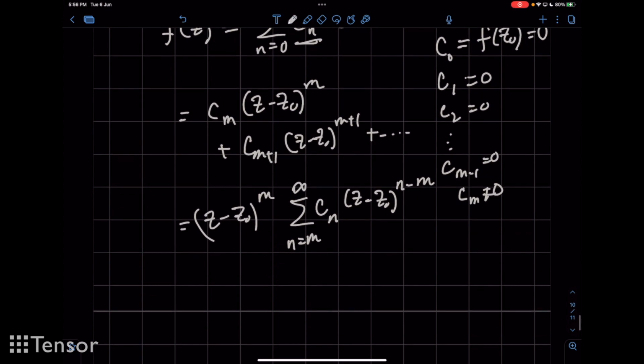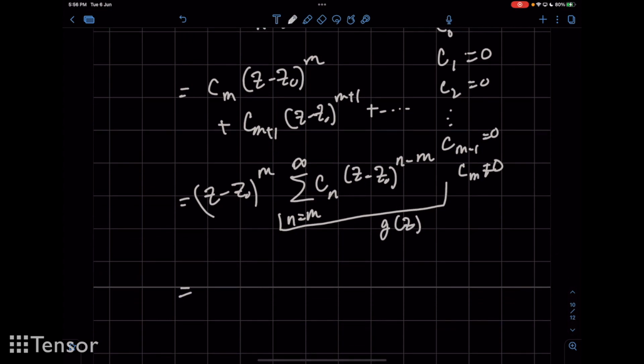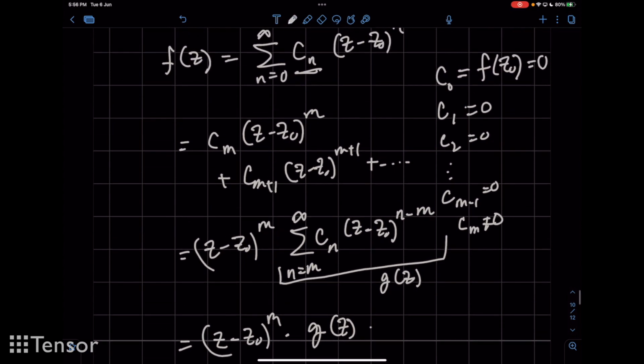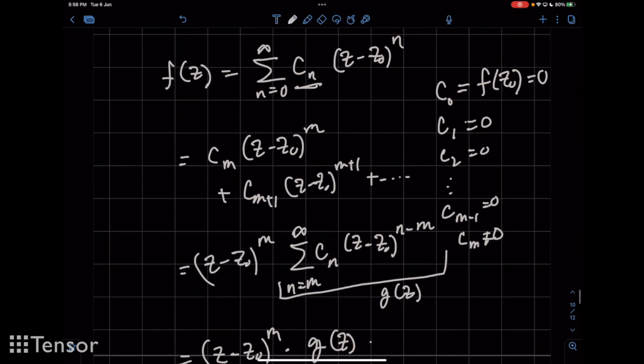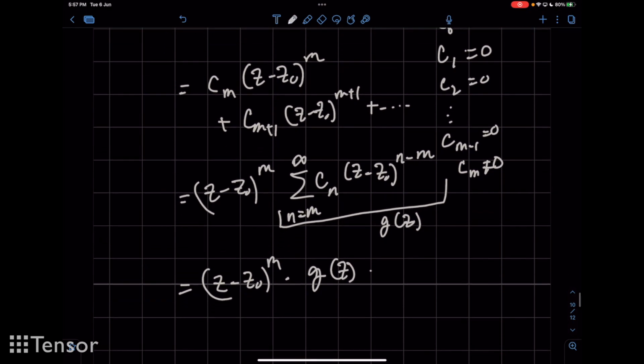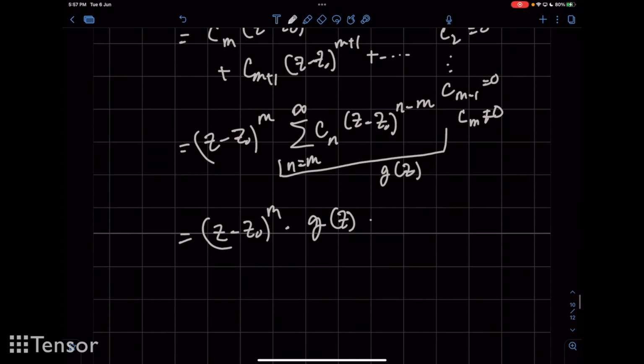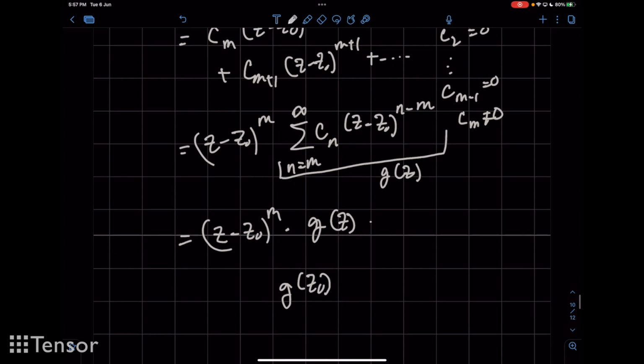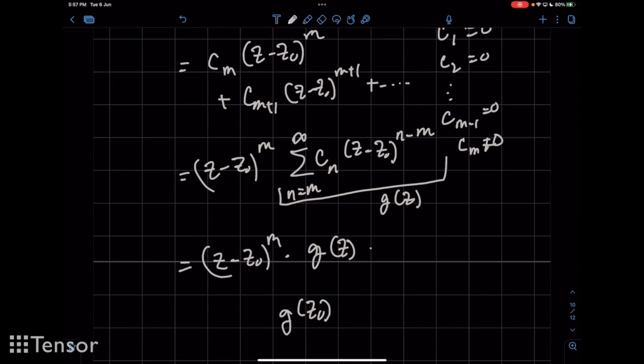We can express this sum as another function, let's say g of z. So we have (z minus z naught) to the power m times g of z. Now, can someone tell me if g of z naught is 0 or not? So is g of z naught 0?